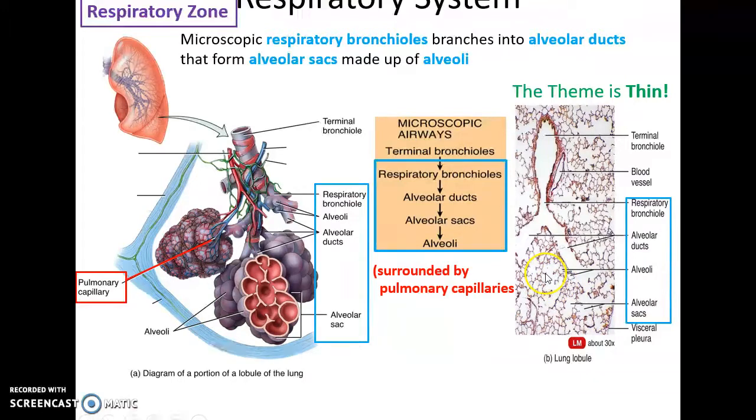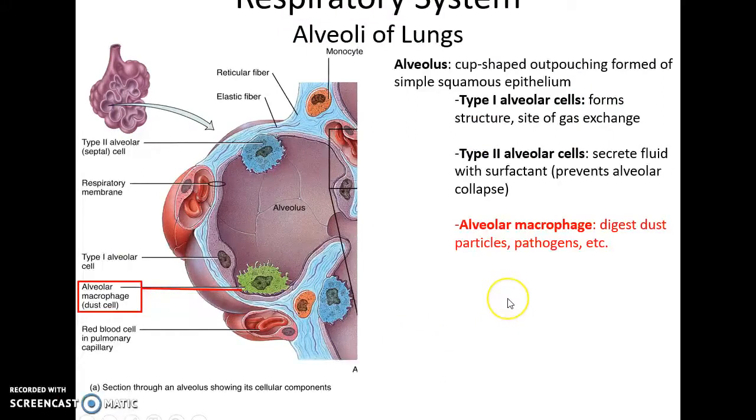So as you can see here, super thin walls for the alveoli. Here's a blood vessel, here is a terminal bronchiole. So each alveolus is sort of a cup-shaped structure, a sort of pouch. It is formed from simple squamous epithelial cells, so super thin, super flat.